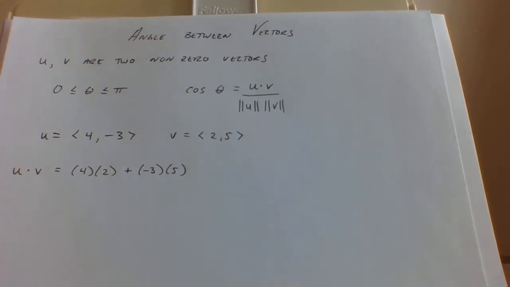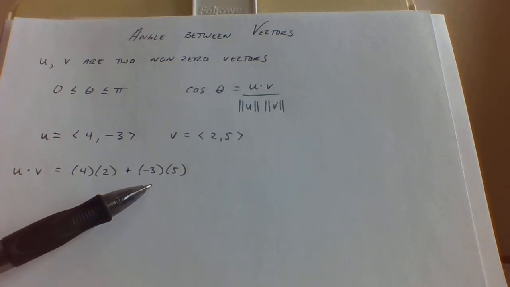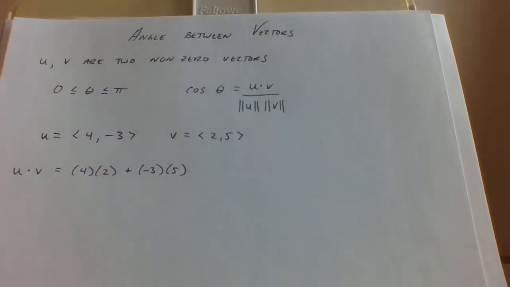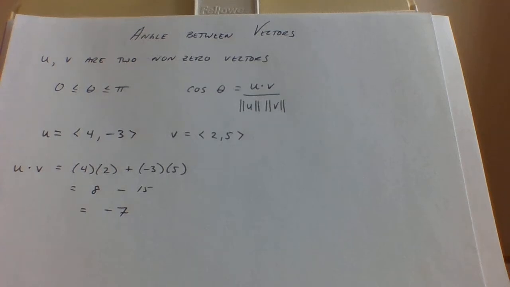Let's get started with the first piece that we need. We need the dot product of u and v. So we're going to multiply our x components together, multiply the y components together, and then add them together. Our dot product is going to be -7. Now let's go find the other two pieces that we need.